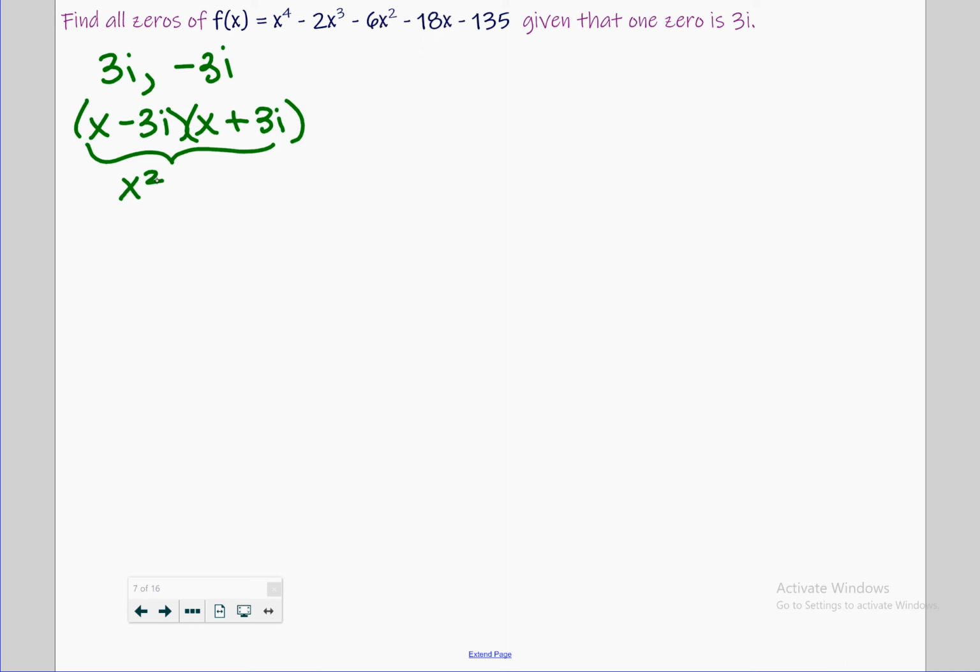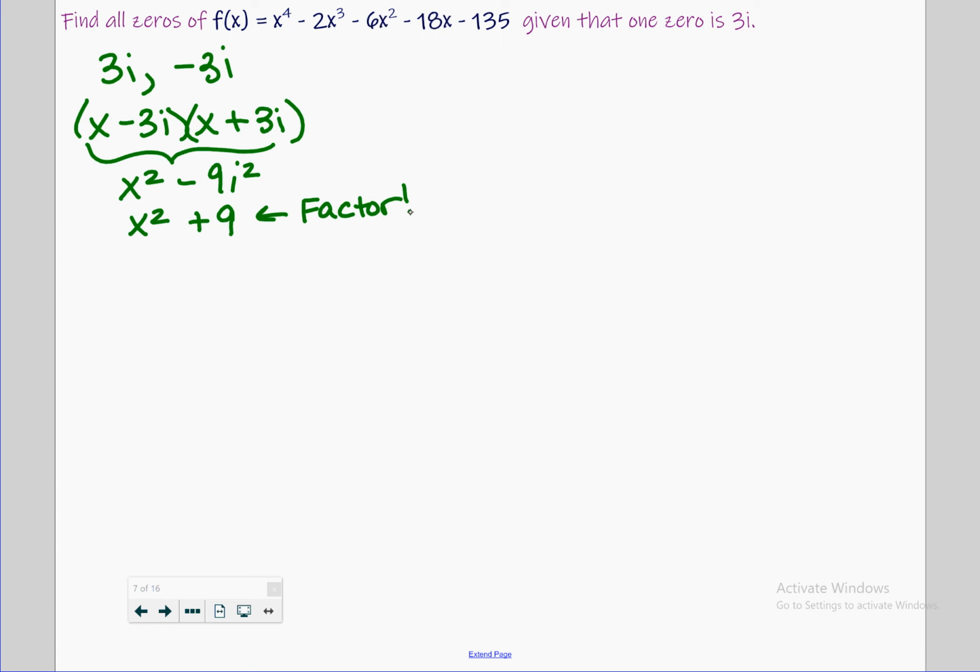If I FOIL it out, I get x squared. They're conjugates, so outside and inside cancel. Minus 9i squared. Do you remember what i squared is equal to? Negative 1, so it's going to be x squared plus 9. Okay, that is a factor because I used factors to create it.